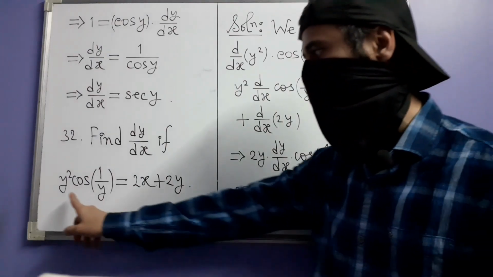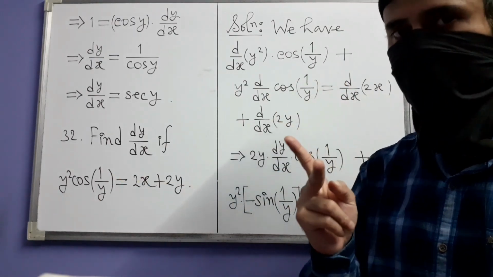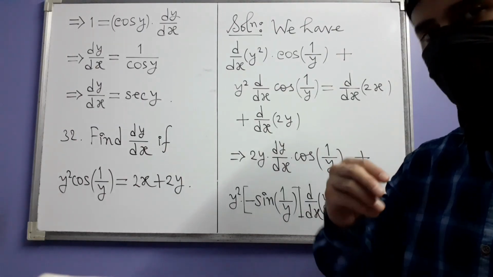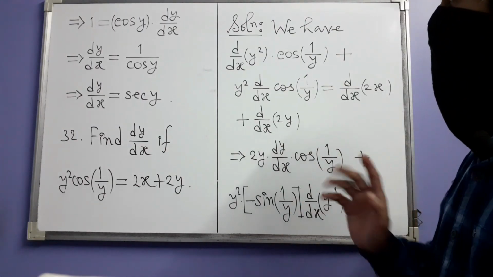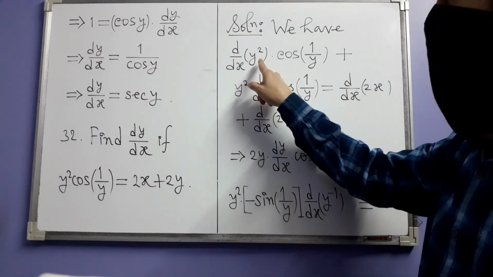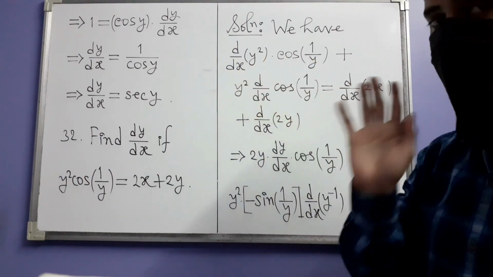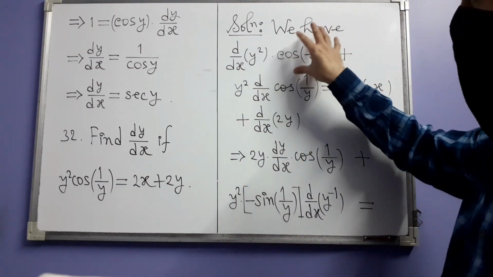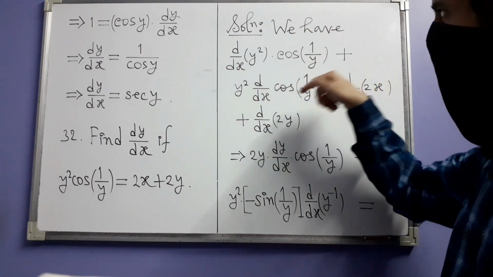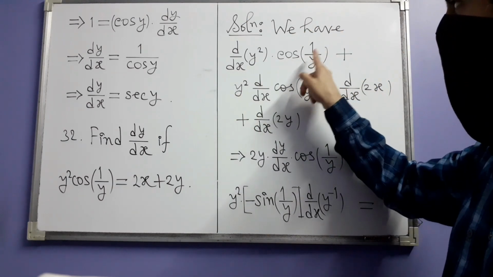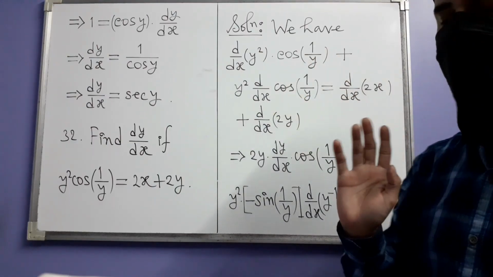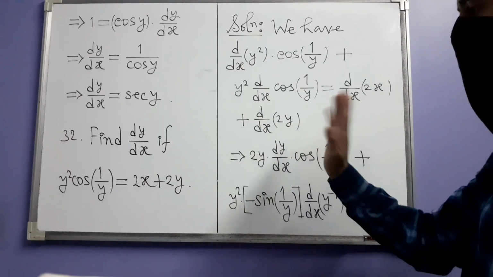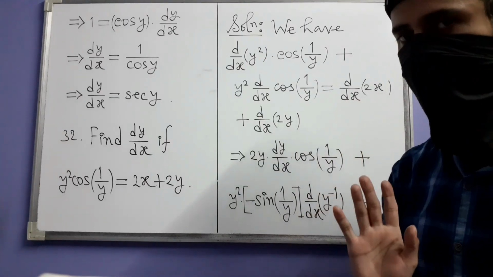But anyway, because ultimately this is a product of two functions, y squared and cosine of 1 divided by y, you have to apply the product rule. So you first differentiate y squared with respect to x, not y, times cosine of 1 over y, you leave it as it is, plus then you leave y squared and differentiate cosine of 1 over y with respect to x. And the right hand side is d/dx of 2x plus d/dx of 2y by the sum rule.